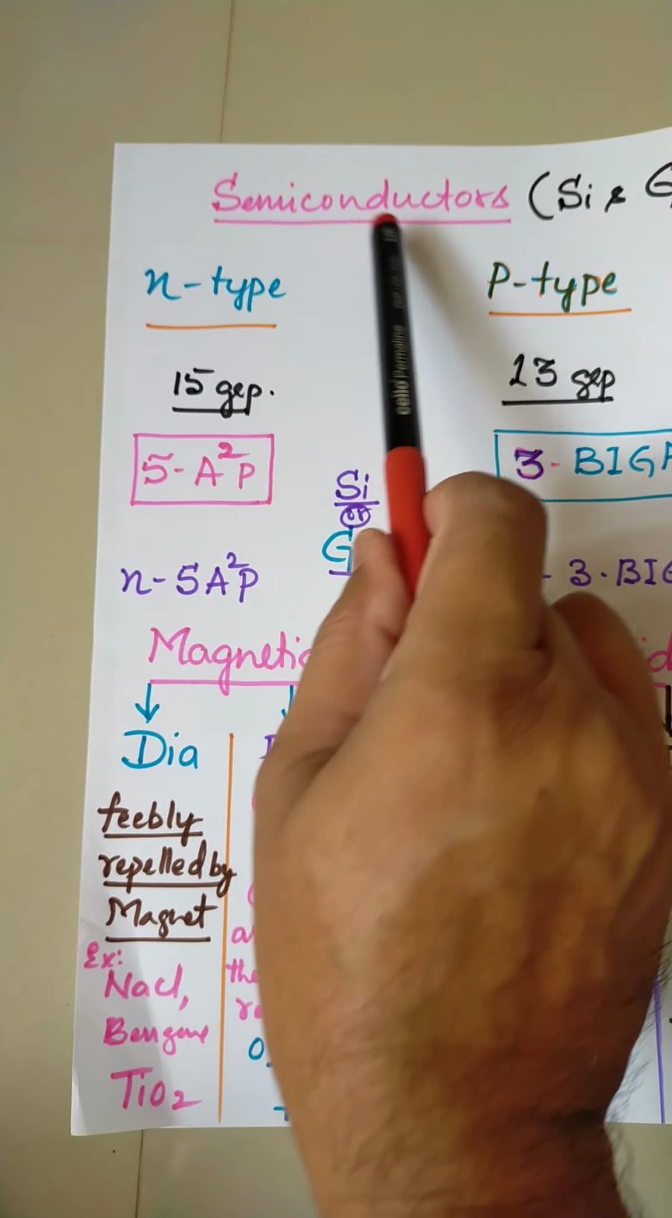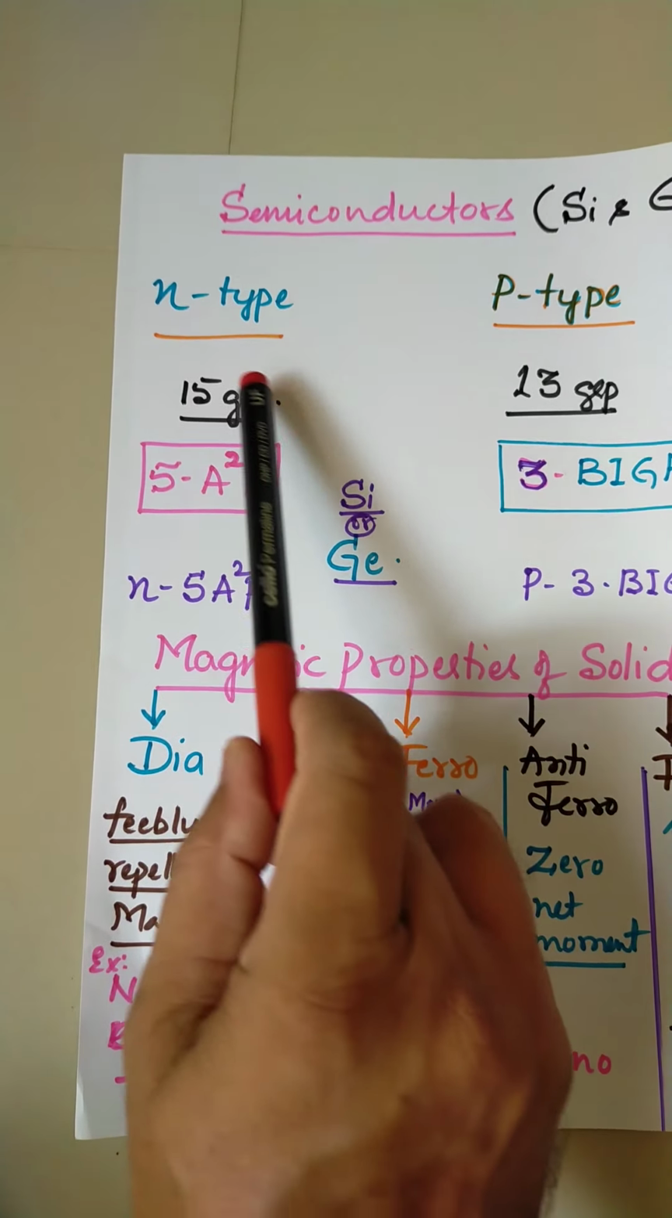What are N type of semiconductors? So here just observe this point.